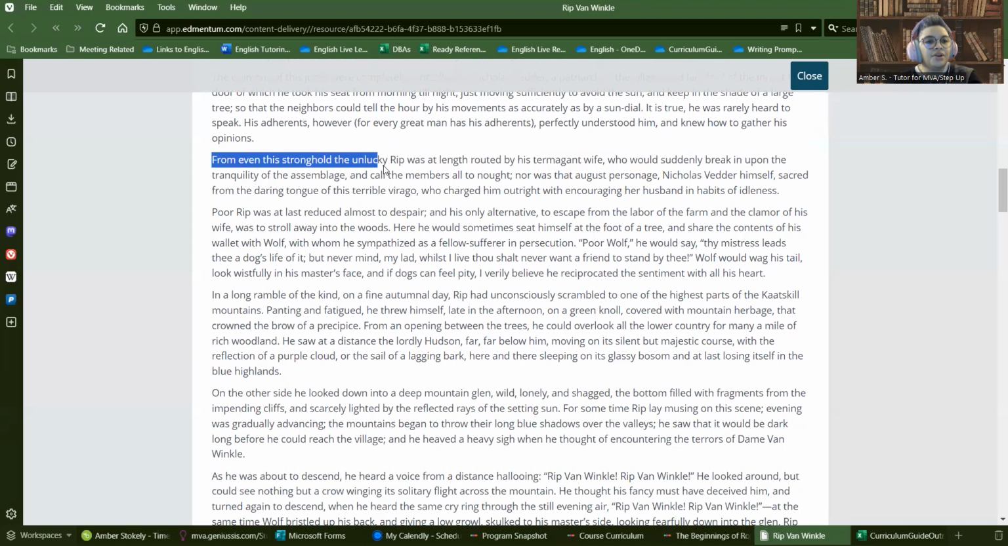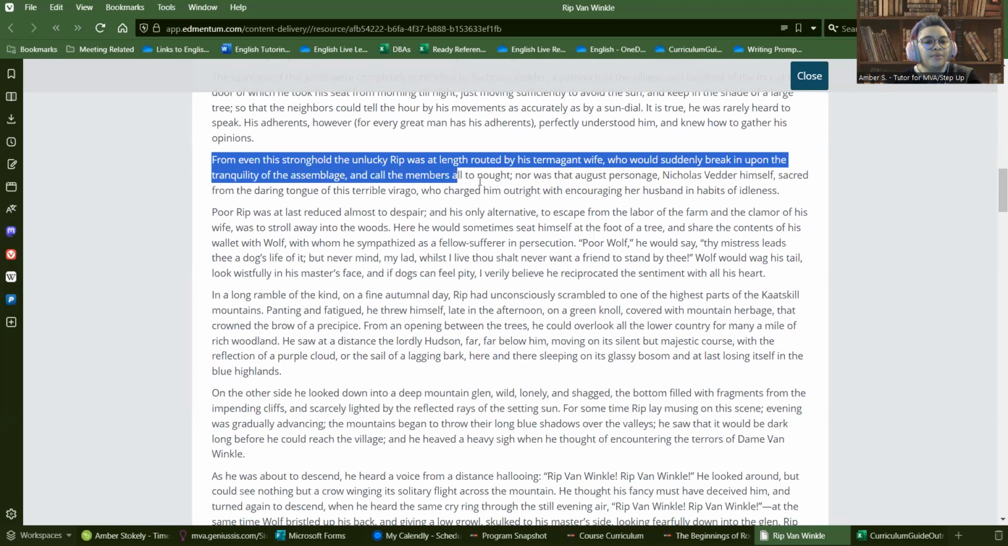From even this stronghold, the unlucky Rip was at length routed by his termagant wife, who would suddenly break in upon the tranquility of the assemblage and call the members all to naught. So basically, he can't get any rest even while he's there. His wife will pull up on him while he's there and break everyone up, basically. It says, and call all the members to naught. So basically, she'll belittle them and call them nothing since they enable her husband to not do anything.